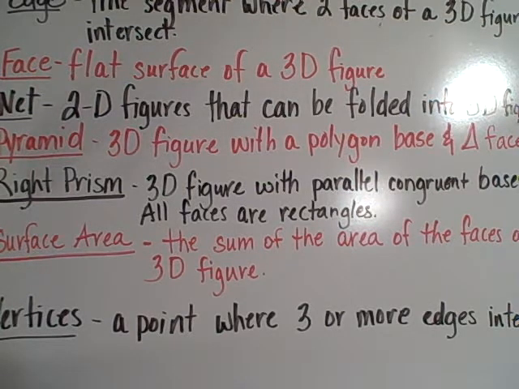A right prism, that is a 3D figure with parallel congruent bases, and all faces are rectangles. Well, the lateral faces, the ones on this side. Surface area is the sum of the area of the faces of a 3D figure. And vertices, those happen to be a point where three or more edges will actually intersect. So we think about that like the corner of boxes.